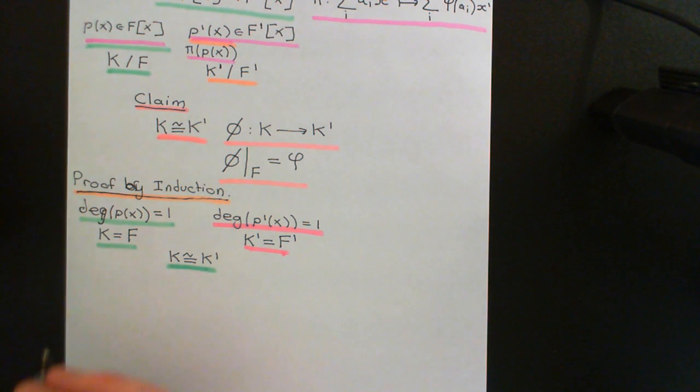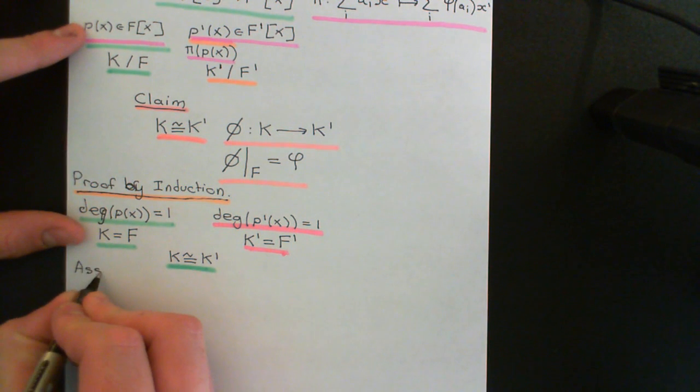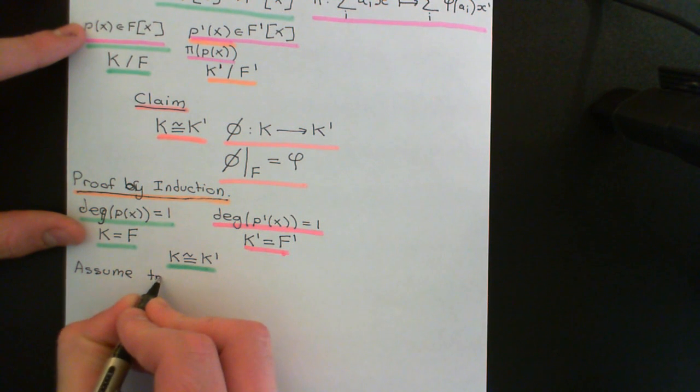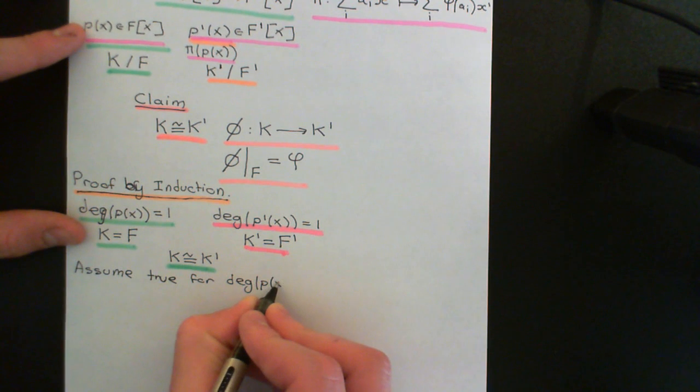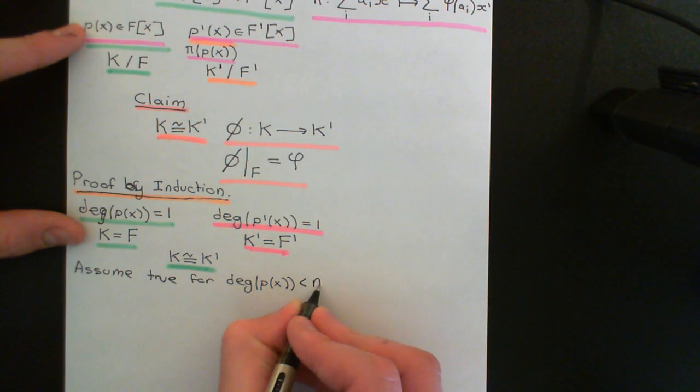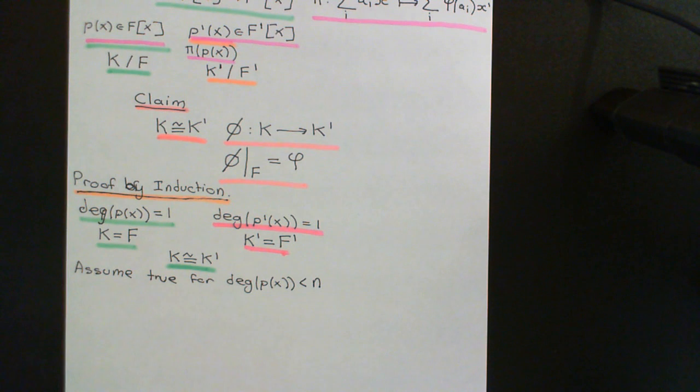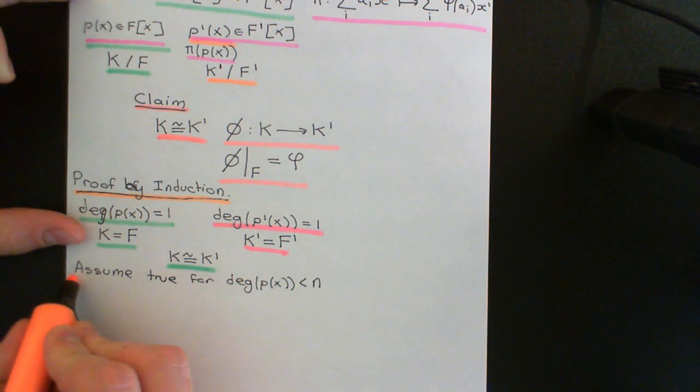Now we'll do the assumption step. So we will assume that the theorem is true. So assume true for the degree of the polynomial P of X strictly less than n. So we will assume that provided that the polynomial has degree strictly less than n, then it is true that if you generate the splitting field for this polynomial and its corresponding polynomial P prime of X, so you generate K, the splitting field for P of X over F, and K prime, the splitting field for P prime of X over F prime, that the two are isomorphic to one another. So that's the assumption that we're making now.